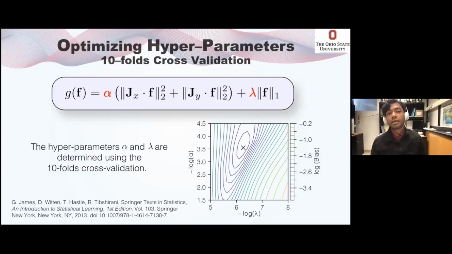And this is all done by a 10-fold cross-validation. So the figure that I've shown here is the cross-validation error. The contours are the cross-validation error. And the most optimum alpha and lambda parameters are the ones that minimize the cross-validation error. So all of that is done by the algorithm itself. And so we, as a user or as a scientist, don't have to worry about putting these numbers in.